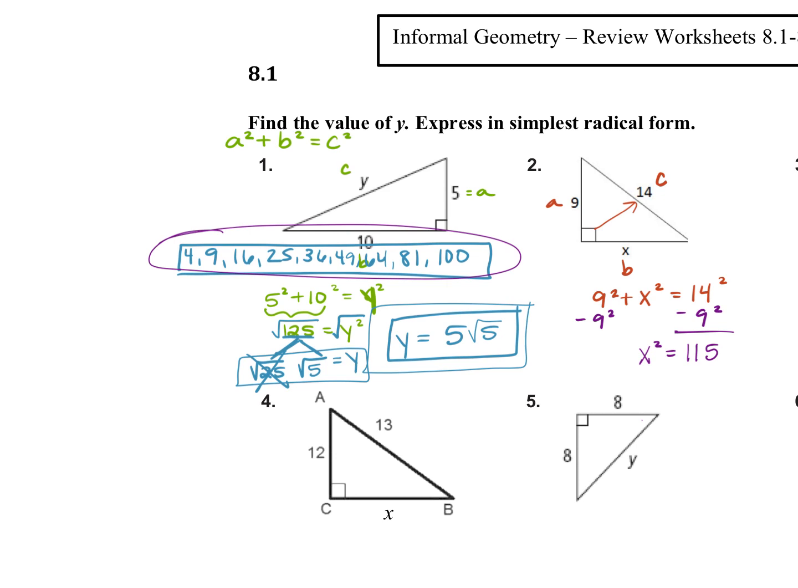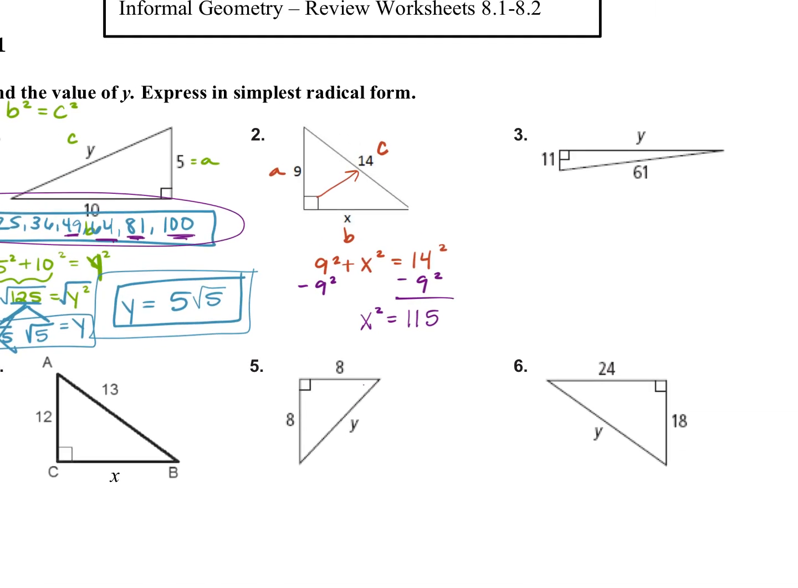So for 115, you go 115 divided by 100, that doesn't work. 115 divided by 81, that doesn't work. By 64, by 49. Plug them all in to see if any of them will work. I don't think any of them do. So if nothing simplifies, what's your answer? It's the square root of 115. X equals the square root of 115.